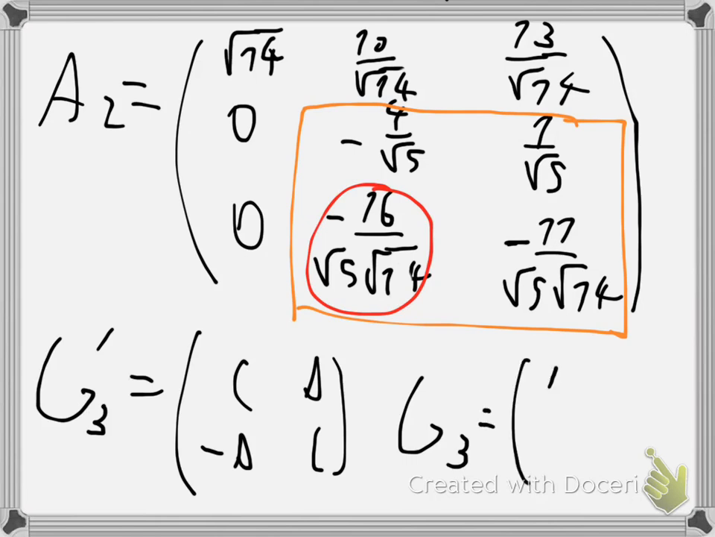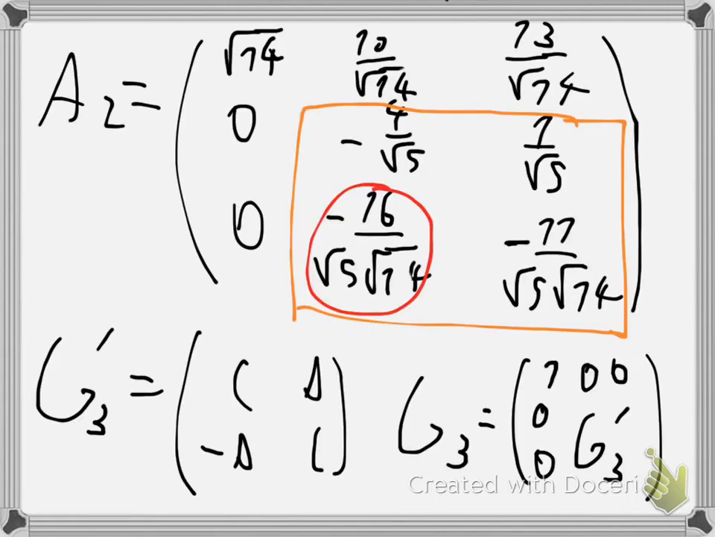It will be a 1 in the first row, first column place, zeros here, and here we'll put J3 prime. Okay, so because we need the same number of columns with J3 as A2 has rows. J3 has to have the same number of columns as A2 has rows. Okay, and so for J3 prime, let's calculate the cosine and the sine.